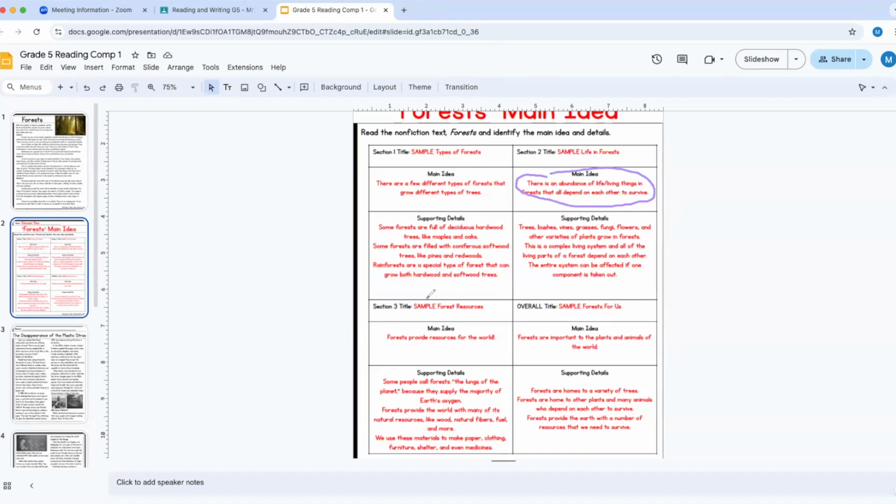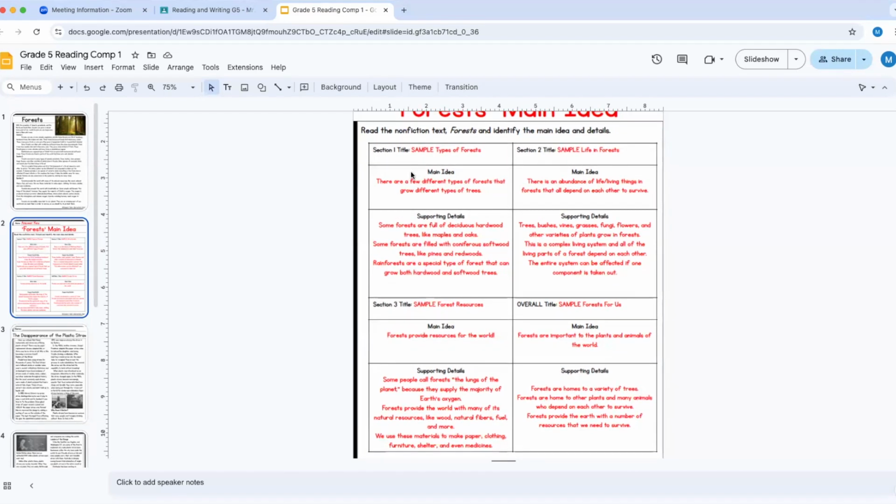And same thing for section 3. We can read it, and the resources were in 3. And overall, it provides resources for us. And the last one, forests for us, they're important to plants in all the world. Okay, so here's the hard part I'm going to give you. You now know pretty much that the first section was all about different types of trees. The second section was that they all depend on each other. The third section was the forests provide resources. And the last section was that forests are important for us.